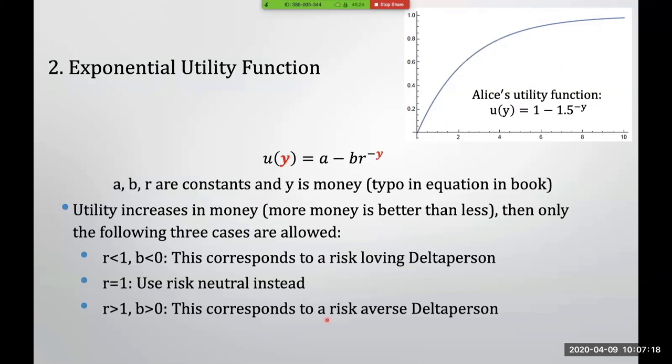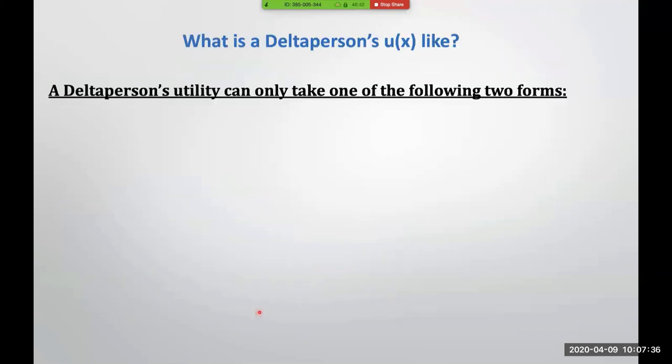So these two conclusions are sort of given to you without the process of proving it. That is not very important at this point, and knowing the conclusions is good enough for this class. So this completes our answer to the first question we're interested in: what does a Delta person's utility function look like?